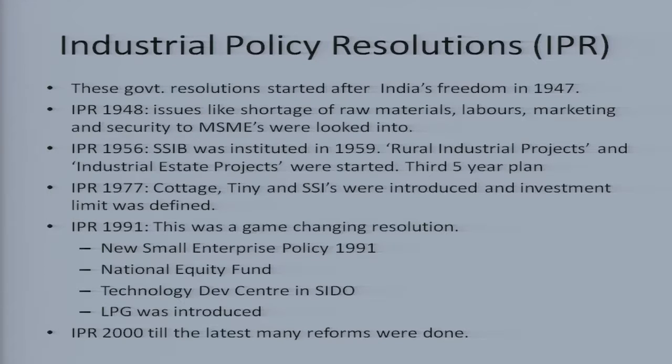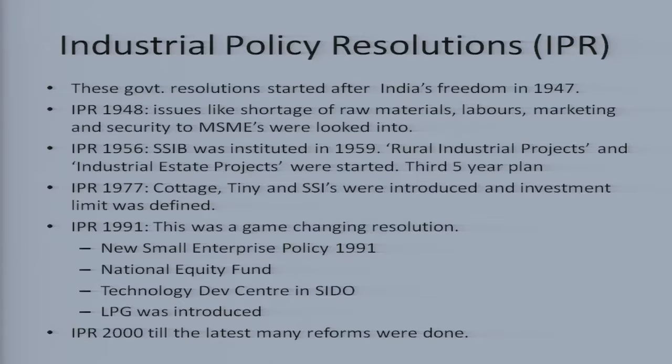So the first 2 5-year plans, if we look from these points, were more concerned about agriculture. After a decade of independence, the industrial sector was given importance, and in the 5-year plans the IPR resolutions were revived. In 1977, for the first time in this sector, cottage industries were given some importance. They were identified as a separate enterprise.